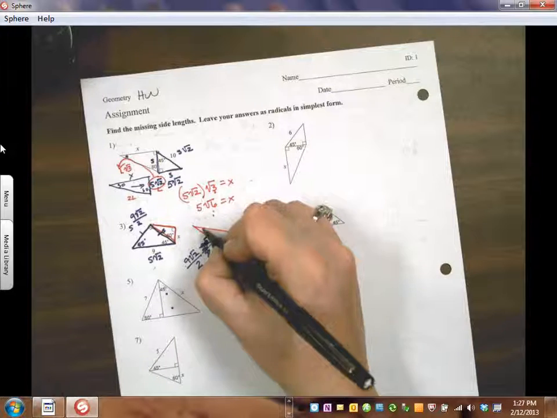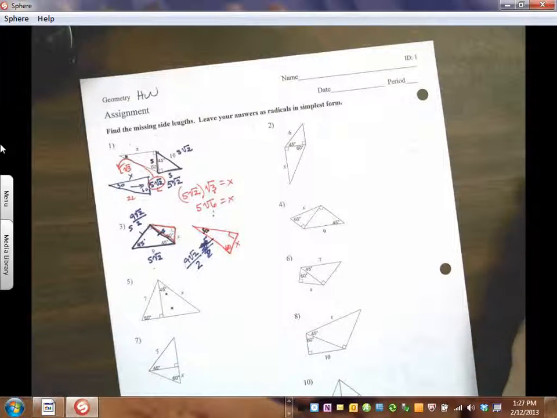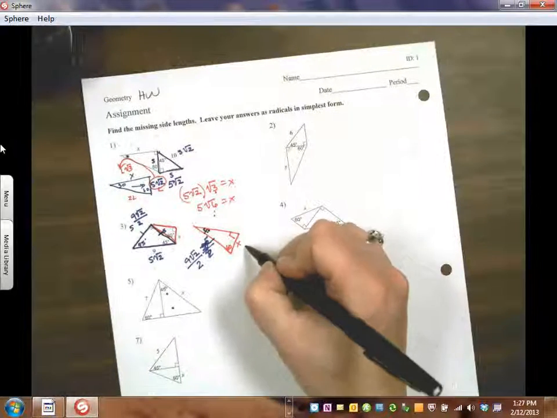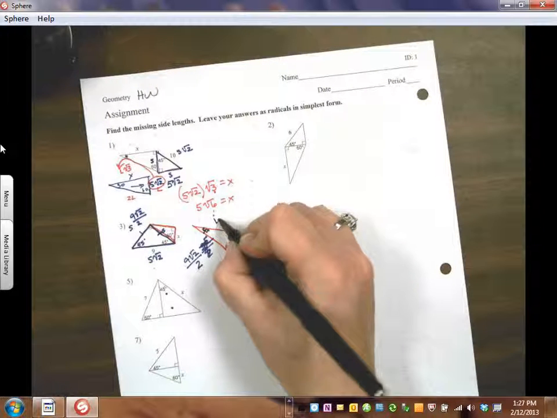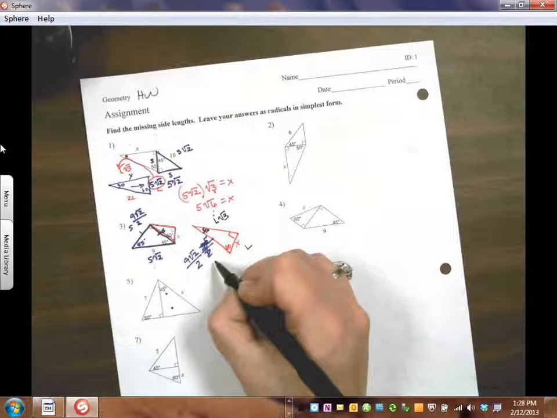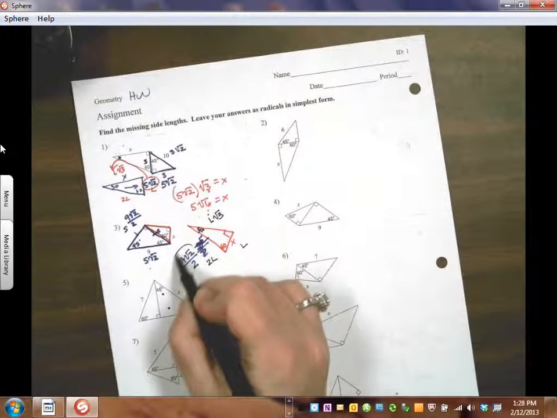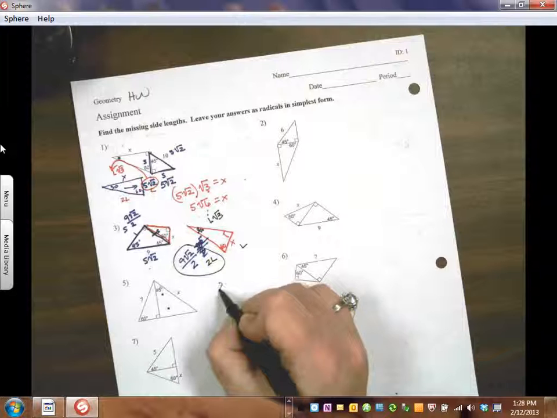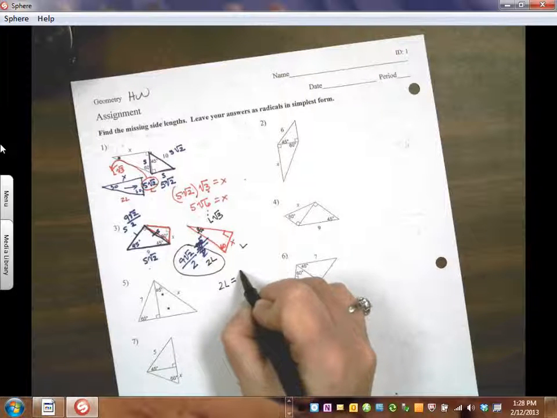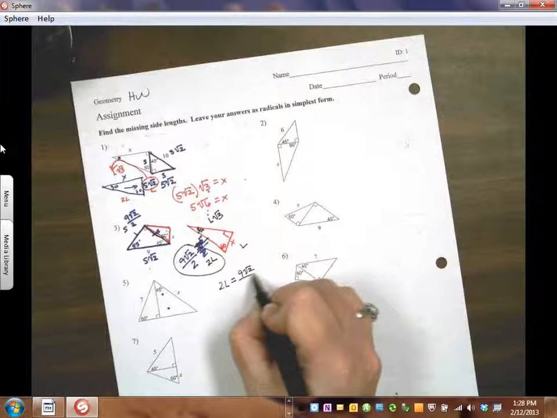I'm going to put the template down. This is my 30-degree angle. So this is my L. This is the L radical 3. And this is 2L. So I know right here, there's my problem. 2L equals 9 radical 2 over 2.